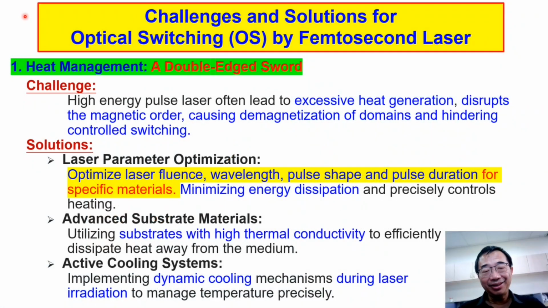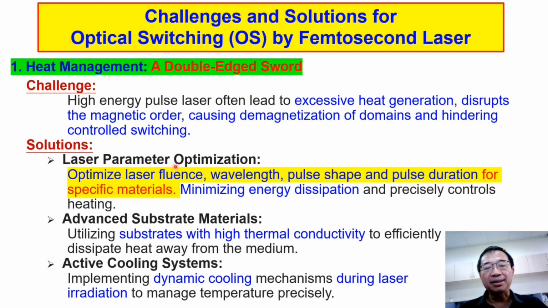In the following, I'm going to introduce the challenge and solutions for optical switching by femtosecond laser. 1. Heat management. The challenge. High energy pulse lasers often lead to excessive heat generation, which disrupts the magnetic order, causing demagnetization of domains and hindering controlled switching.